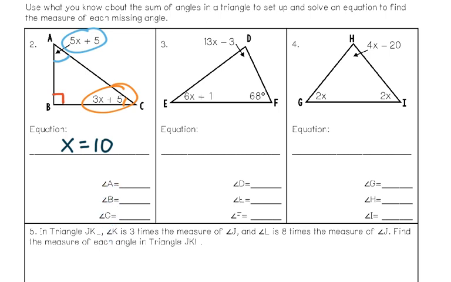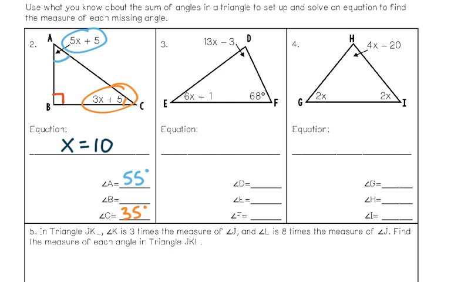Let's start with angle A. It's 5 times x plus 5. Well, I know what x equals. It's 10. 5 times 10 is 50, plus 5 is 55. So angle A is 55 degrees. Using that, let's go ahead and have you try figuring out what angle C is. What is the measure of angle C? 3 times 10 is 30, plus 5 is 35.